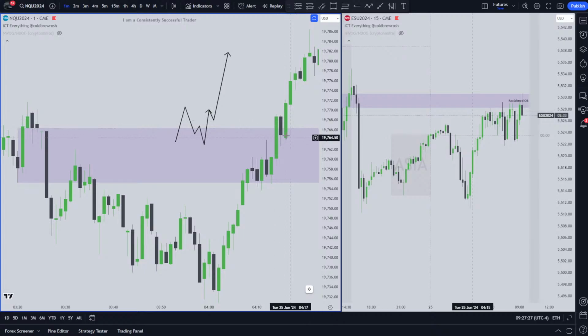So yeah, you don't quite see that candle structure in this time frame, but I'm very confident that it's there.